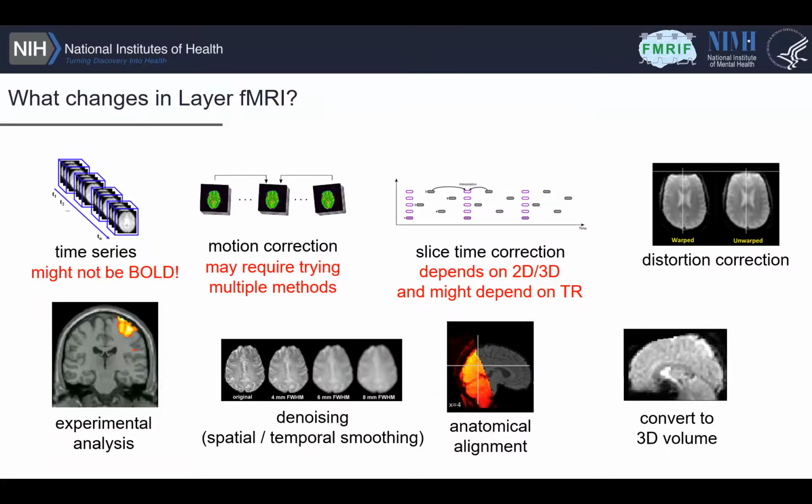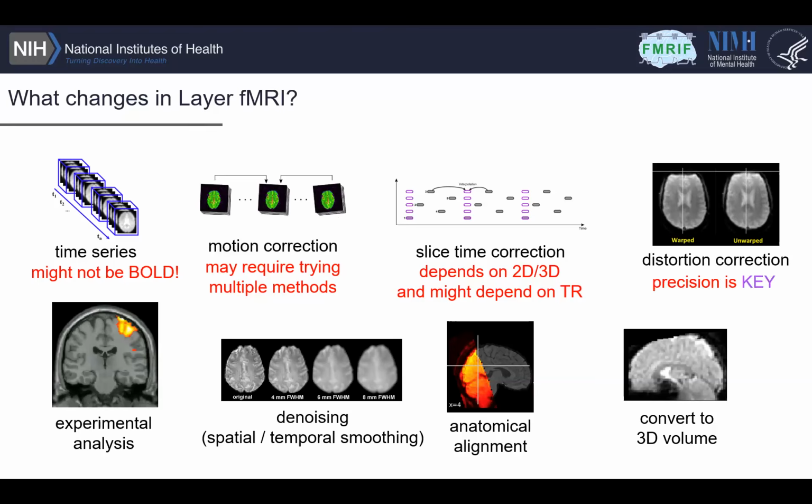Okay, slice time correction. This can still be in play sometimes in layer fMRI. It depends on if you're doing 2D sequences, and oftentimes people are using multiband, which means that it's a little bit more complicated, but largely things stay the same. But frequently in layer fMRI, we're actually including 3D mechanisms. So 3D acquisitions don't really need slice time correction. They have a very different kind of temporal feature, which is that the whole image is actually collected over a series of time. So that's not relevant anymore.